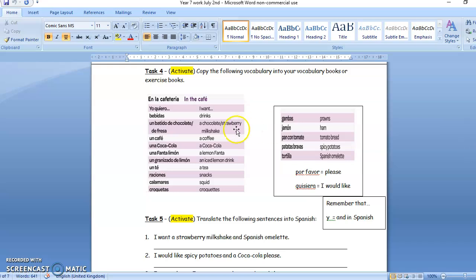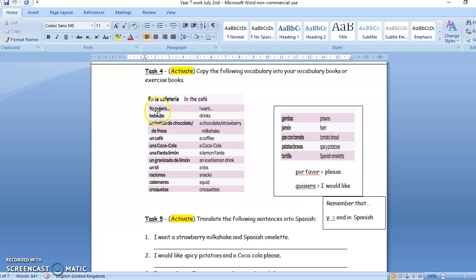Task 4. If you've got your vocab books or your exercise books, I would like you to copy this vocab, put the title la cafetería, in the cafe, and put these words in the box here. I'm going to read the words for you to help with pronunciation, and perhaps you could say them out loud at home. So first of all, we've got en la cafetería.